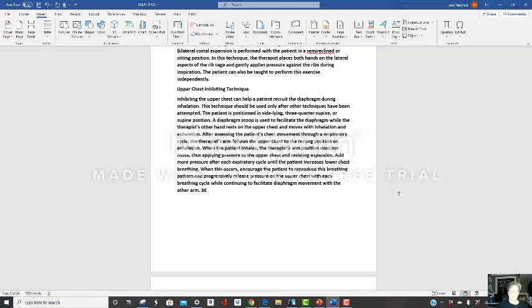thus applying pressure to the upper chest and resisting expansion. Add more pressure after each expiratory cycle until the patient increases lower chest breathing. When this occurs, encourage the patient to reproduce this breathing pattern and progressively release pressure on the upper chest with each breathing cycle while continuing to facilitate diaphragm movement with the other arm.